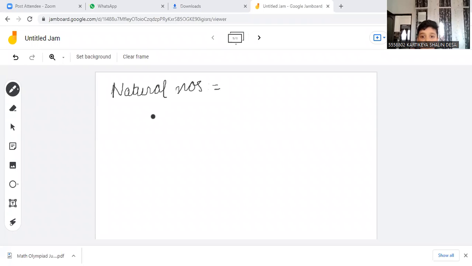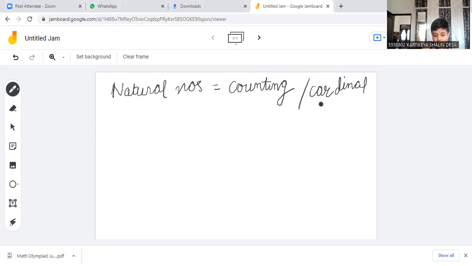So let us start with natural numbers first of all. The other name for this is counting numbers and cardinal numbers. Bring a copy in front of you. Counting and cardinal numbers. I'll send you the recording of the lecture also. So these are the names.